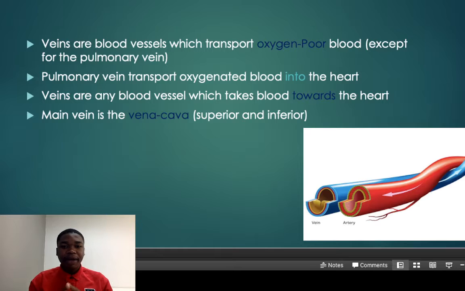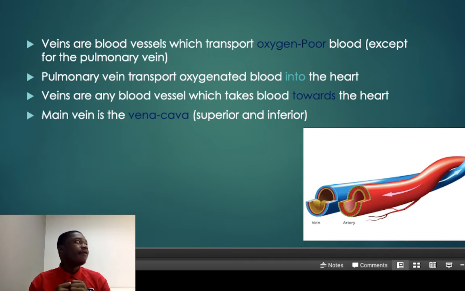Let's look at another blood vessel, which is a vein. I'm sure you are all familiar with this one. Vein, we always talk about it. So veins are blood vessels which transport deoxygenated blood or oxygen-poor blood. This one also has an exception, the pulmonary vein.